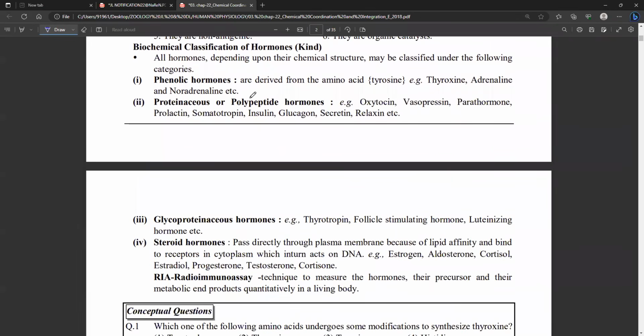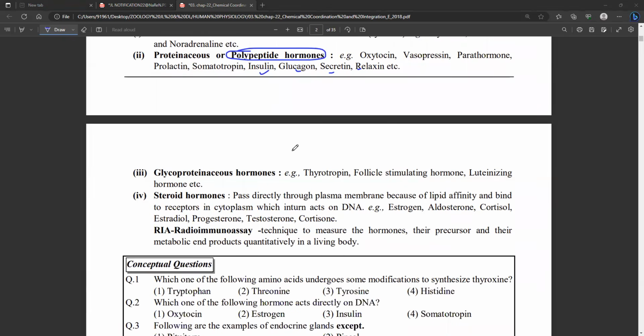Which of the following are proteinaceous in nature? You know very well, insulin, glucagon, secretin, relaxin, these are all protein hormones. They can ask which of the following hormones are steroidal hormones. What do you mean by the word steroidal hormones, friends? Which can cross the plasma membrane very easily, and which contain cholesterol as their backbone.